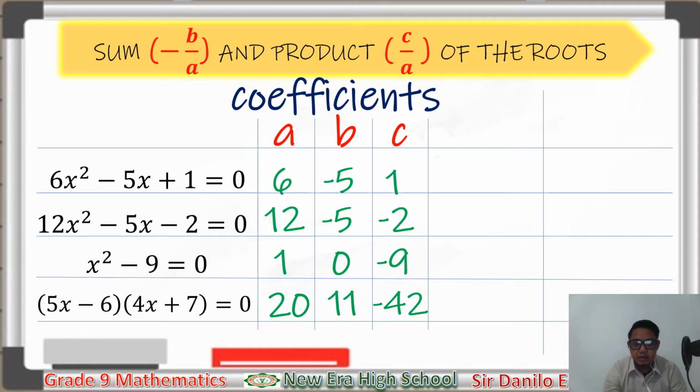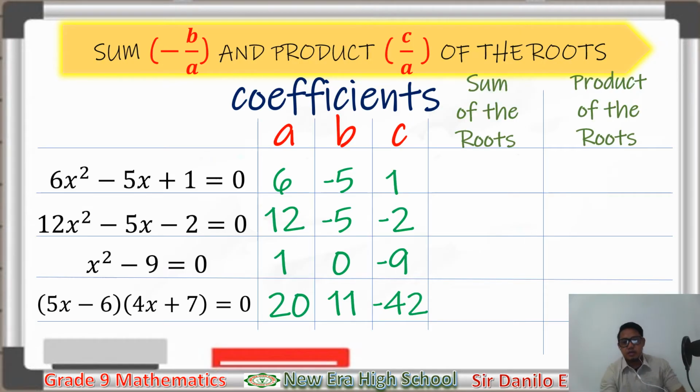And then the sum is negative b over a and the product is c over a. So, let's identify the sum of the roots. The sum of the roots is negative b over a. So, that will be equal to, so number 1, 5. Diba? Ito ay negative 5.